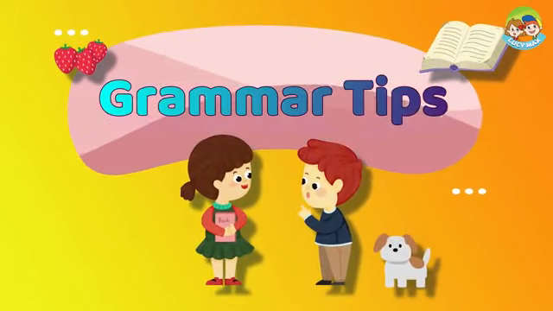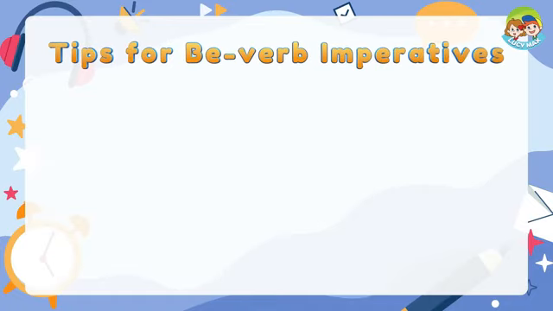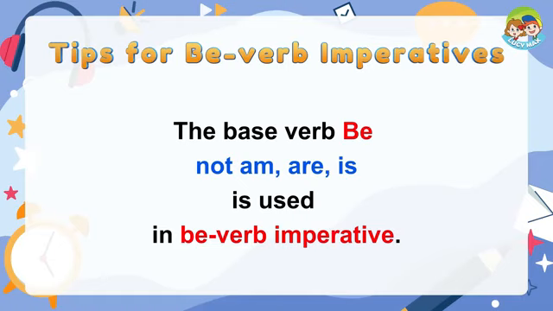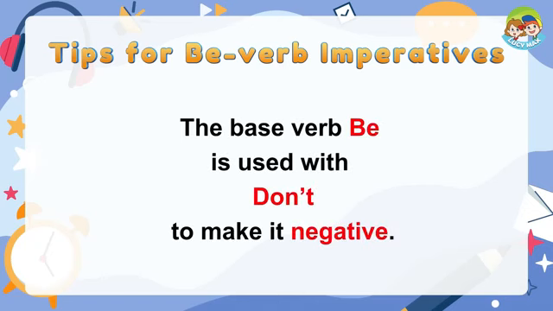Grammar tips. Tips for be verb imperatives. The base verb be, not am, are, is, is used in be-verb imperatives. The base verb be is used with don't to make it negative.